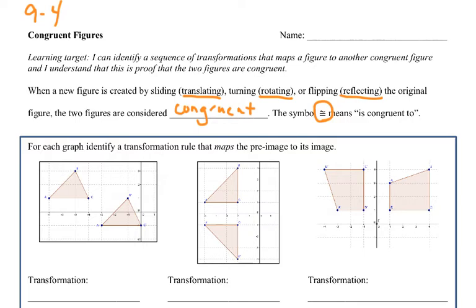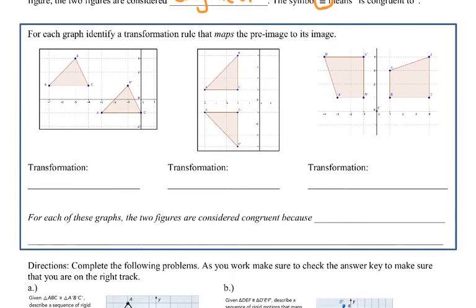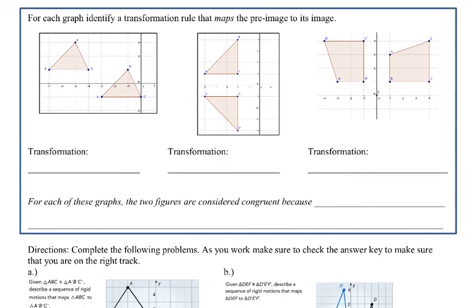Alright, so down here we are going to take a look at the original figures. Sorry, you can hear my dogs playing in the background. We are going to identify the transformation rule that maps the pre-image onto its image. So make sure that you can see the little tiny primes. I know it's small, but the primes, remember, are the image. So we want to go from the pre-image to the image.